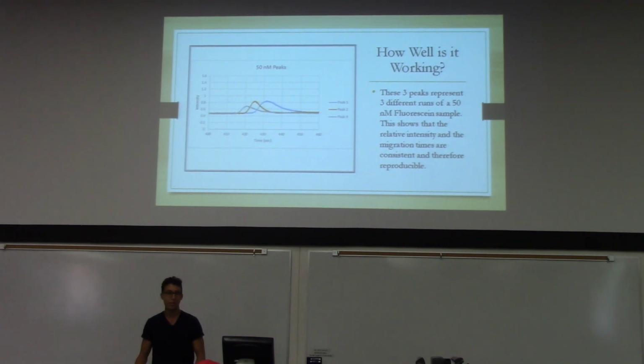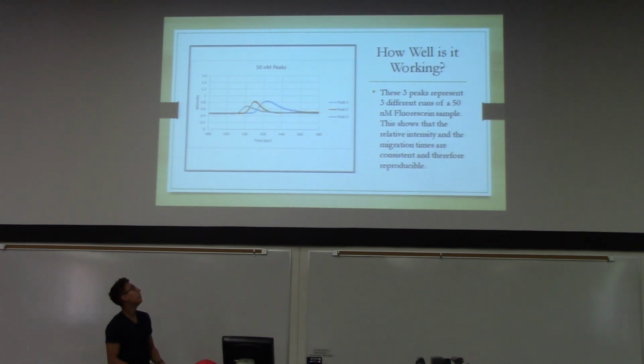Okay, so how well is it working? Up here we have a graph of 3 different runs that I did using that specifically. This is done with a 5 nanomolar concentration of fluorescein. As we can see, the migration times are within about 10 to 15 seconds of each other. This is important because the migration times need to be consistent in order for this to be a viable option for a cheap and mobile way of performing capillary electrophoresis. So as of now, it's pretty consistent and reproducible.